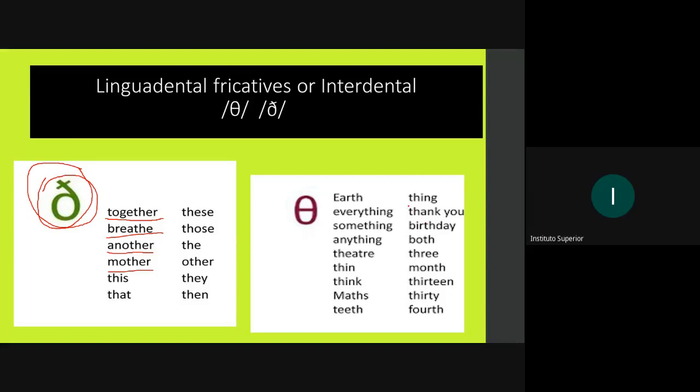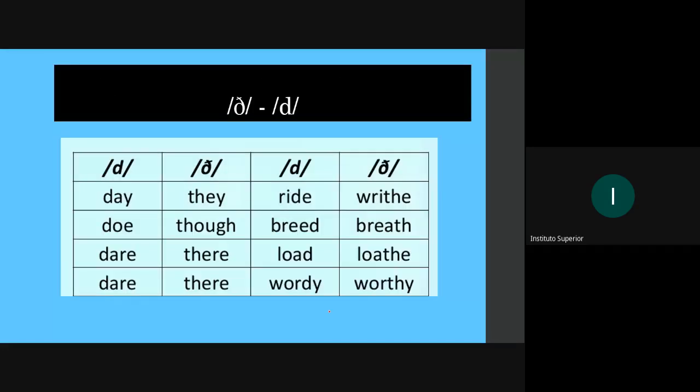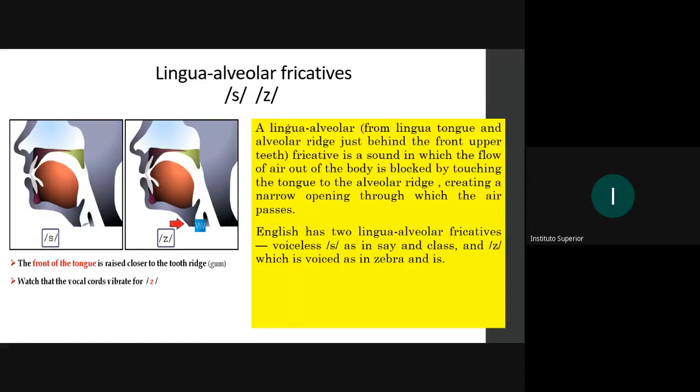And here we have another example, like this one. Birthday. Birthday. Here we have this one. Month. Month. And for example, this one. Some people say teeth. No, teeth. Yes. Very good. Excellent.